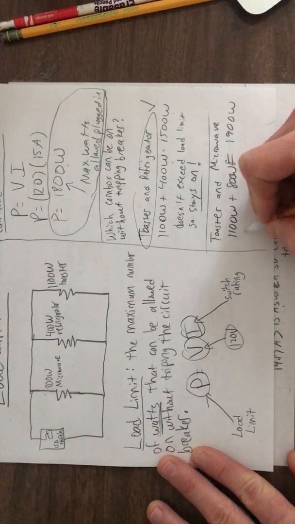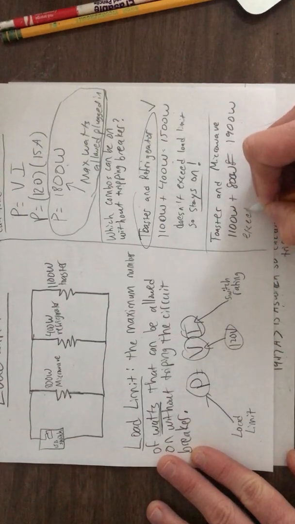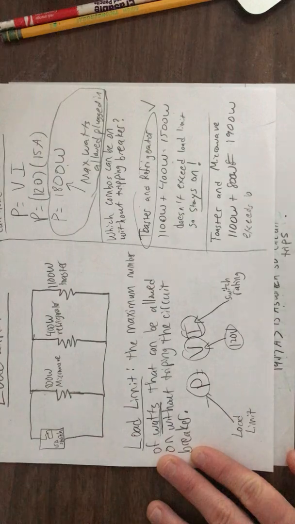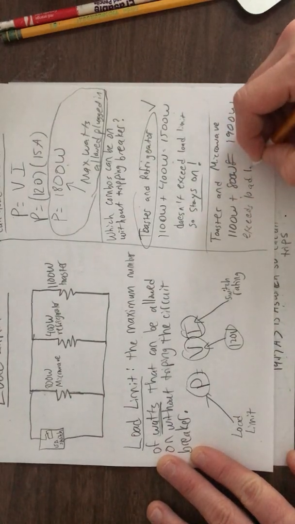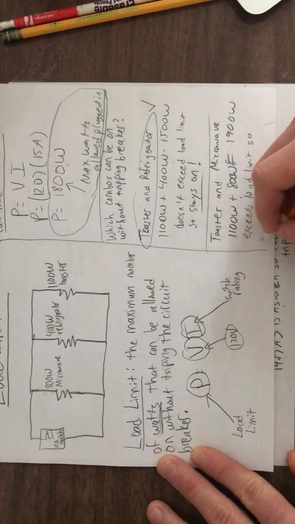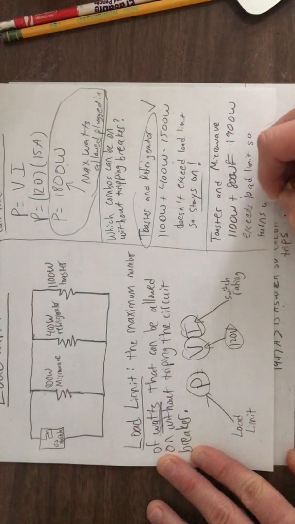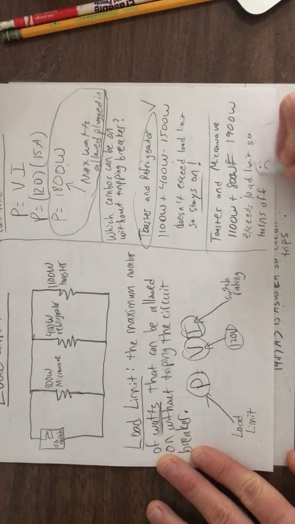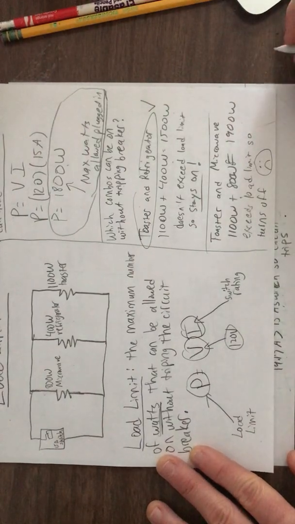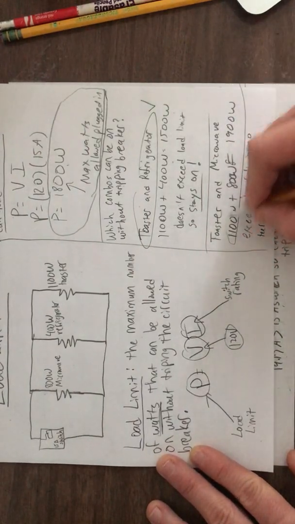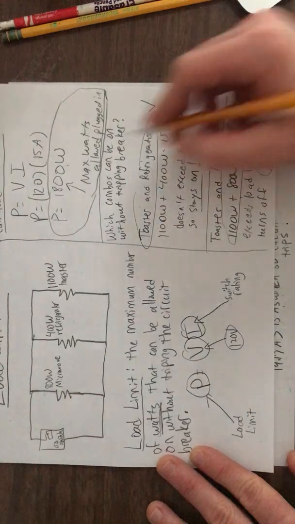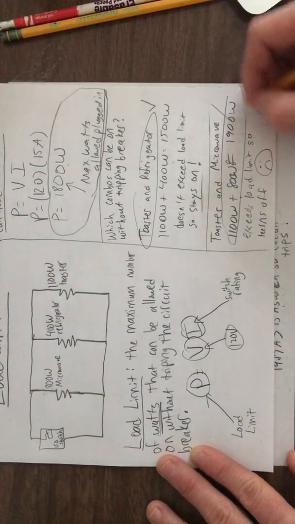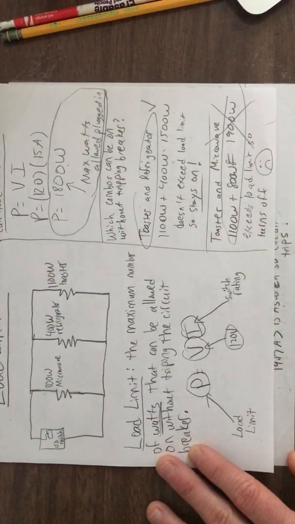It exceeds the load limit, so it turns off. My sad face. That's okay. So those two, 1900 was greater than our load limit of 1800, so those two will turn off.